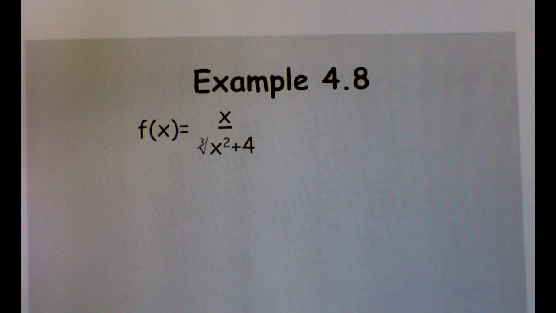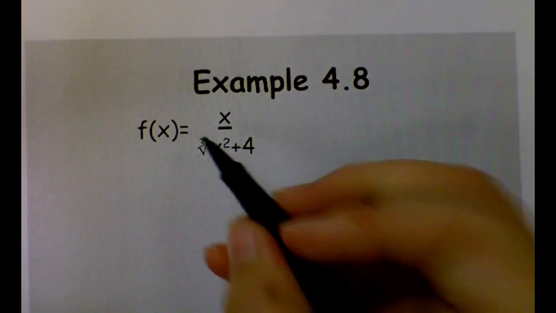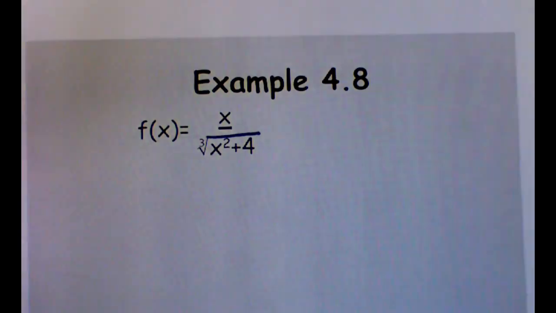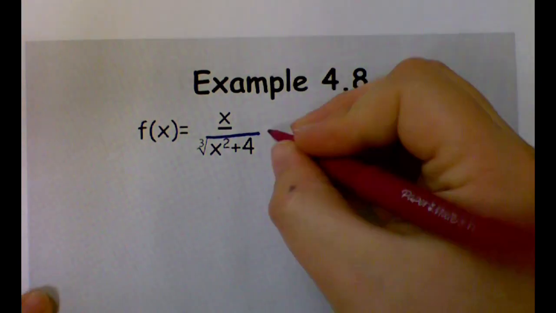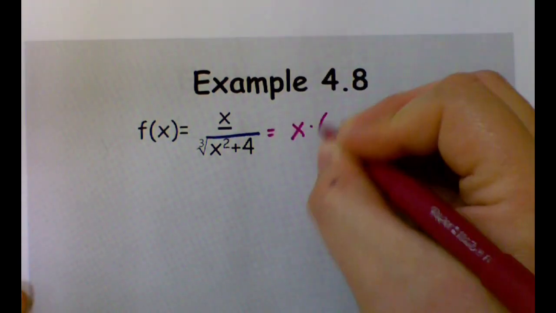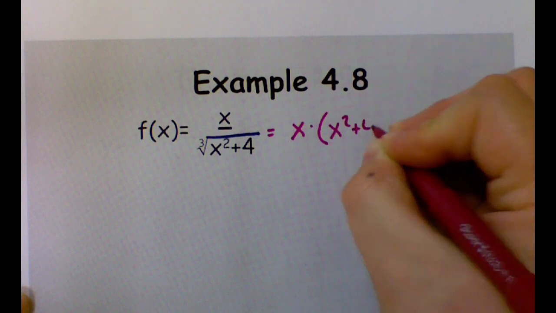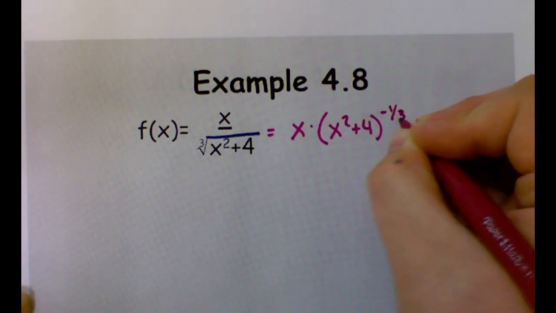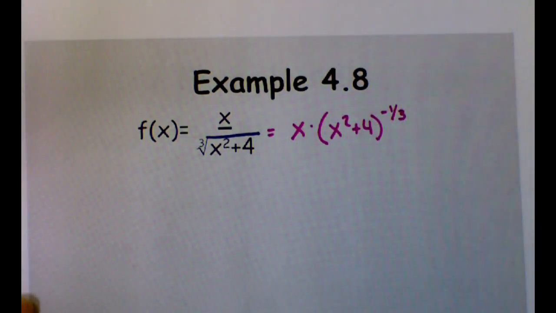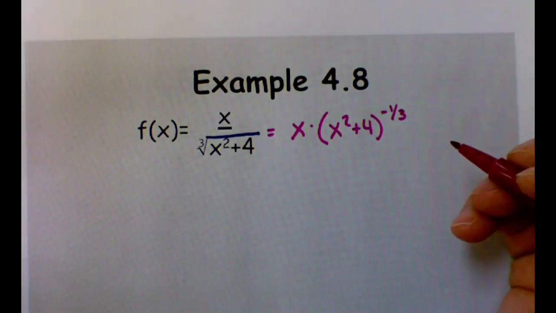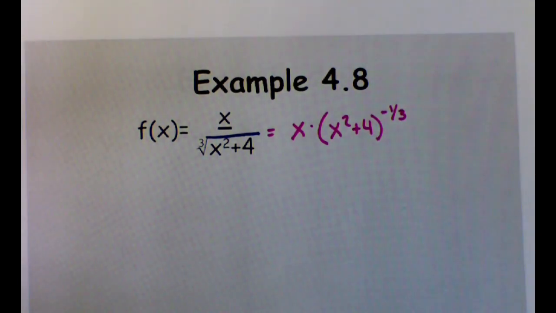Let's try example 4.8. F of x is x over the cube root, and this cube root should go over the whole thing, of x squared plus 4. So the first step here, I would rewrite this as x times x squared plus 4 to the negative 1/3 power. I would rather use the product rule along with the chain rule instead of the quotient rule. I'd rather not deal with a fraction if I don't have to.